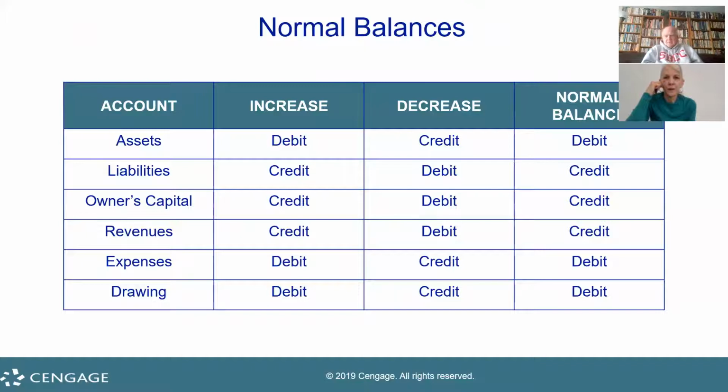Here's a good sheet to look at, Lori. I think this might be the best thing. I like my little mnemonic there, but you see these three columns: increase, decrease, normal balance. You don't have to memorize all three. You just have to memorize one, because then you know the others automatically. If you can remember that assets, expenses, and drawings have debit balances, then you know the opposite is true for decrease. Up with a debit, down with a credit.